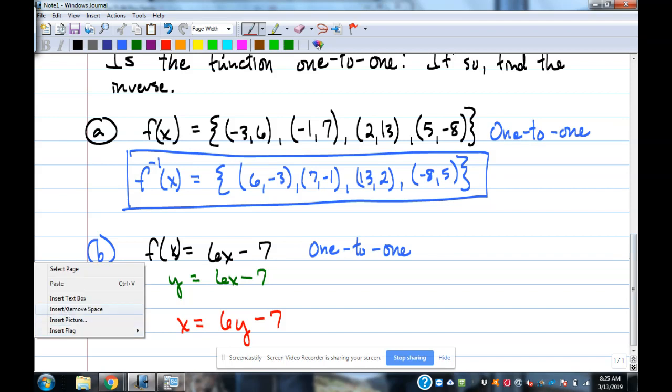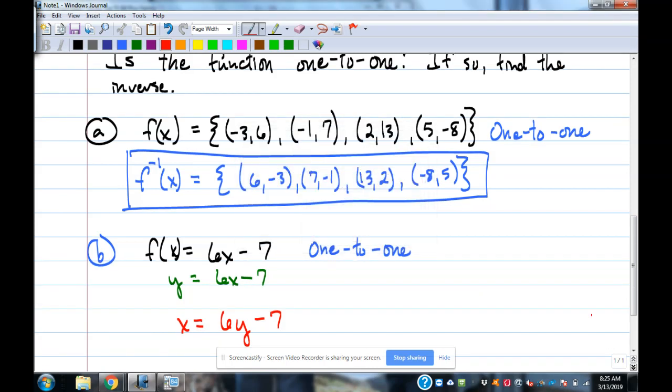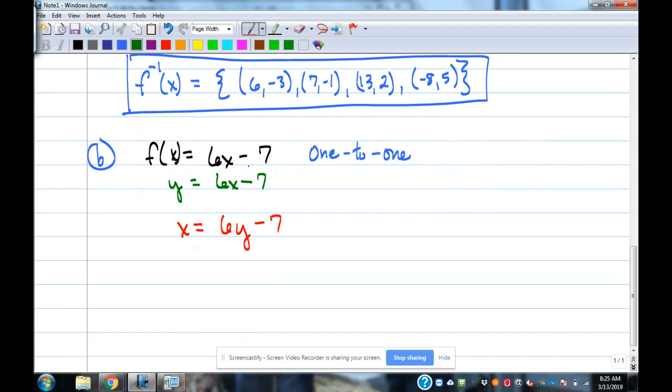So add 7. So if I add 7, that's going to give me x plus 7 is equal to 6y. And now I get y by itself by dividing by 6. I'm going to divide every individual piece by 6. So there's y by itself again. And I have 1/6 x plus 7 over 6.